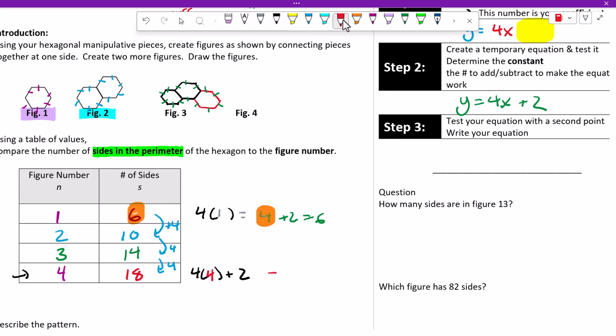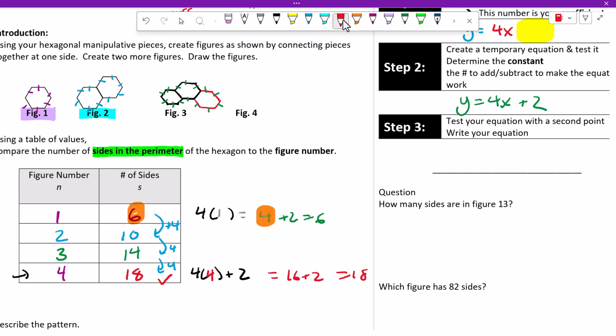Hopefully we get the answer 18 out. 4 times 4 is 16. 16 plus 2 equals 18. And it works. You can check with any other spots. It will always work. So you come up with the number that you add or subtract, and you just double check to see if it works.